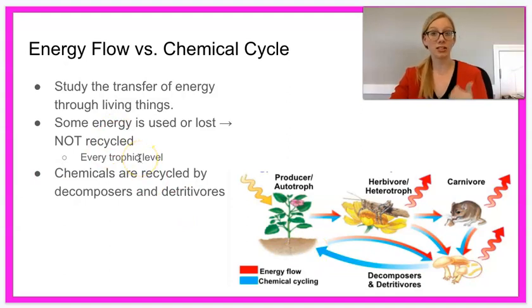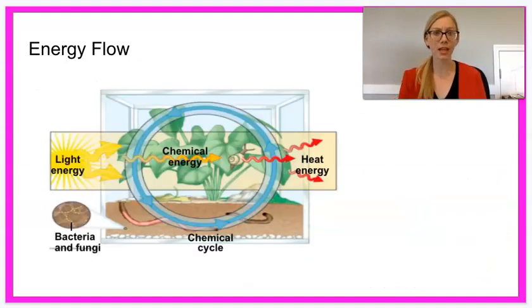So some energy is used or lost. Remember, it's not really lost. It's just transferred to a different form that makes it unusable. Every time we change a trophic level, or every time we change from one level to the next. So what's our general energy flow?